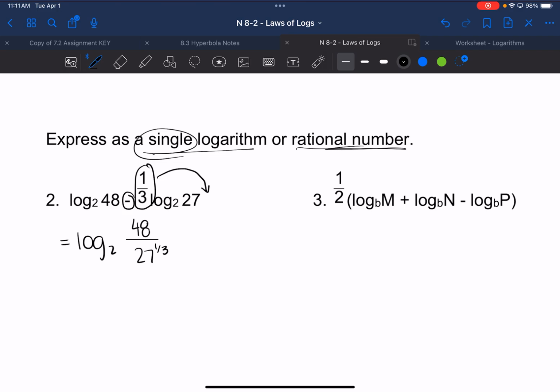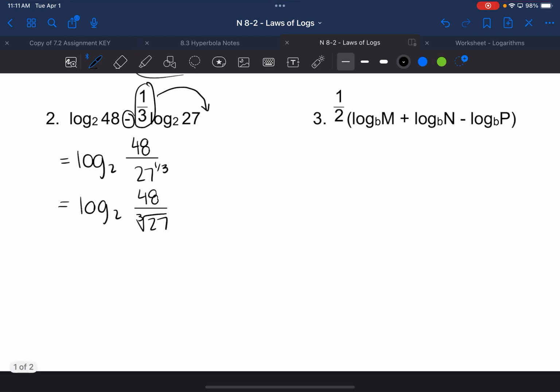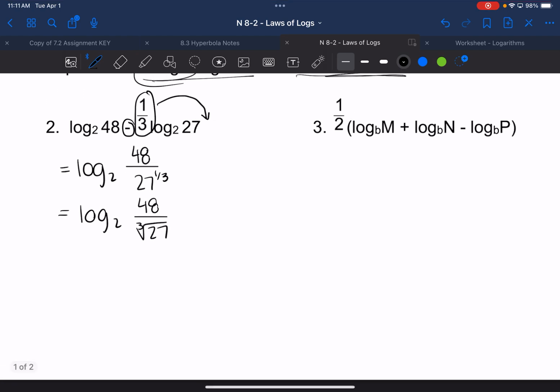Okay. What does an exponent of 1/3 actually mean? Cube root. Very good. Okay, so let's rewrite it as 1. So this is log base 2 of 48 over the cube root of 27. Well, can we take the cube root of 27? Yeah, what is the cube root of 27? 3. Okay, so this is actually log base 2 of 48 over 3. That's what, 16? Yeah, that divides. Okay, so this becomes log base 2 of 16.